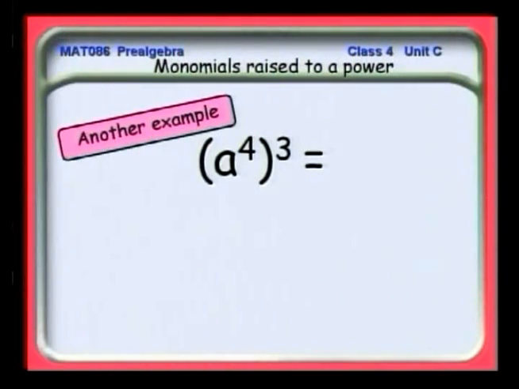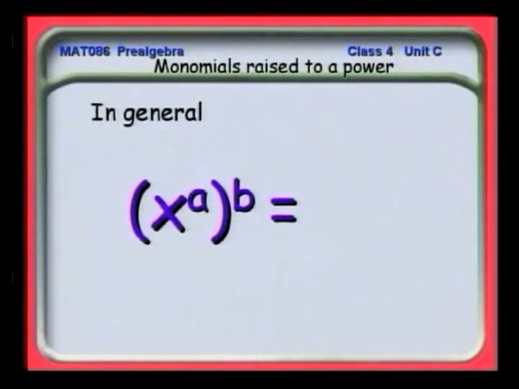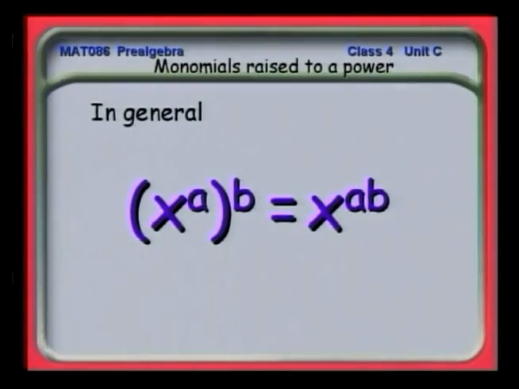Let's take a closer look at what happens here. A to the 4th power cubed, that's a to the 4th times a to the 4th times a to the 4th. Using our previous rule, it's a to the 4 plus 4 plus 4, or a to the 12th. In general, if you have a monomial x to the a raised to the b power, if you think about it, it's x to the a times b.